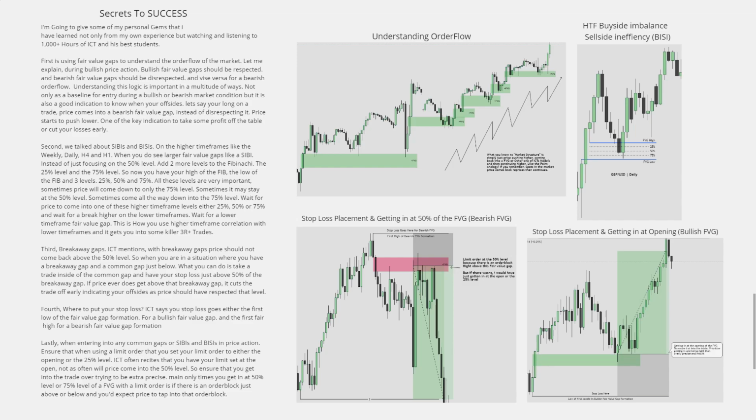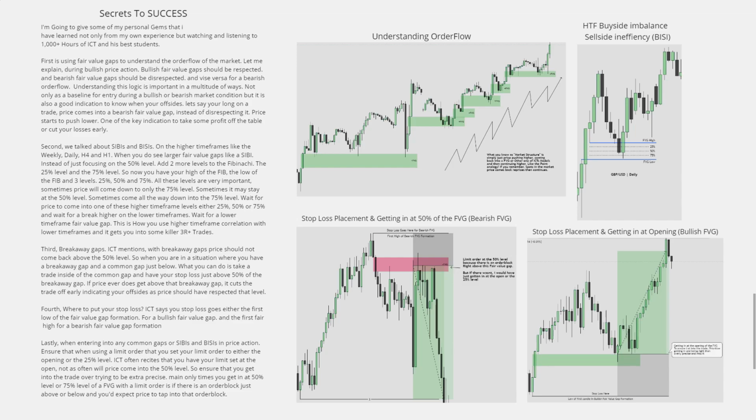Let's say you're long on a trade. Price comes back into a bearish fair value gap. Instead of disrespecting it, price starts to push lower. That's one of the key indications to take profits off the table or cut your losses early. Overall, during a bullish market condition, bearish fair value gaps should be disrespected. So the fact that price came back up into that bearish fair value gap and didn't disrespect it, either consolidating and then pushing higher, but instead starts to look like it's going to reverse, is a great indication to either take some off the table or cut your losses early.